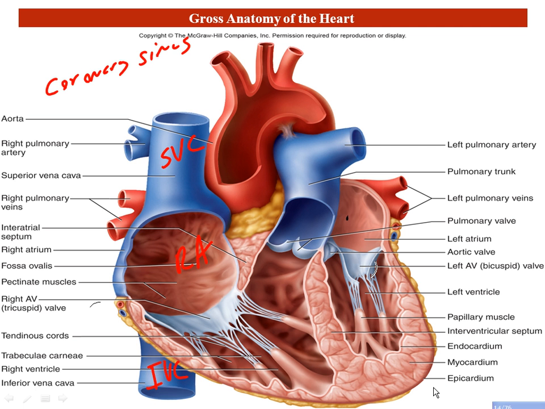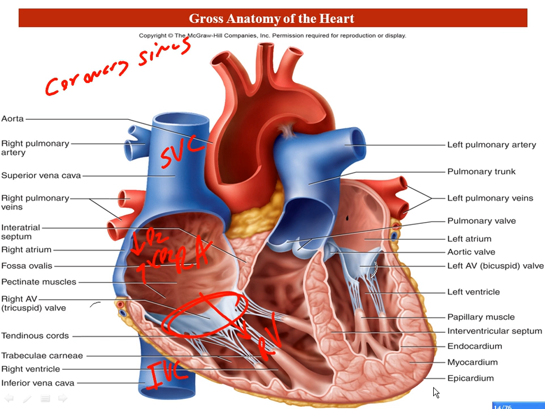the right atrium. Now, from the right atrium, blood's going to go into the right ventricle. When blood is found on the right side of the heart, it will have a low oxygen level and a high CO2 level. Now, as it moves from the right atrium to the right ventricle, we pass through our first valve. This is our right atrioventricular valve, or our tricuspid valve.